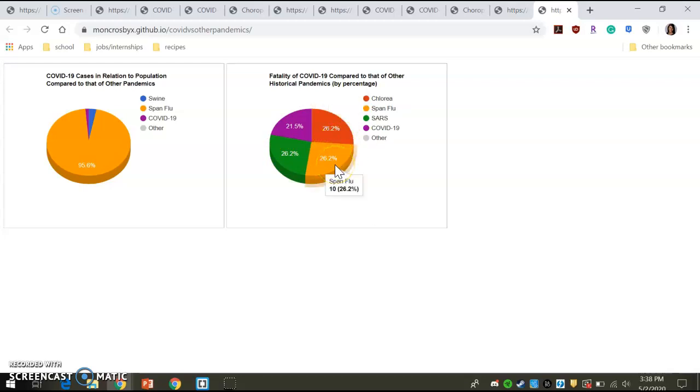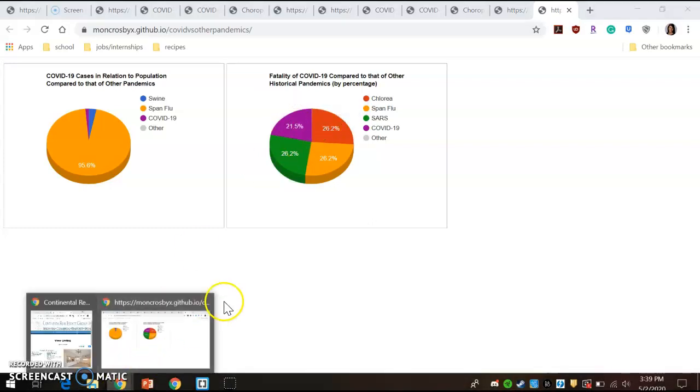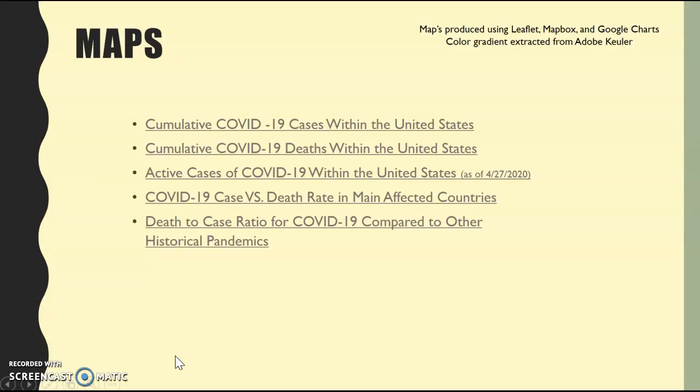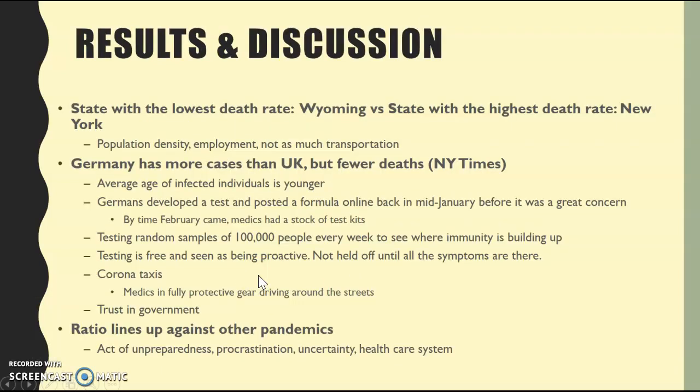So the Spanish flu had a fatality of 26.2. Chlamydia had a 10% fatality rate. And then SARS had a 10%, 26.2, and COVID right now has 8.22%, sitting at around 21.5% of the circle. So that I thought was super interesting to see this information laid out. And again, I used Google Charts and extracted my data from Mainline Health for that one. And then moving on to my results and discussion.